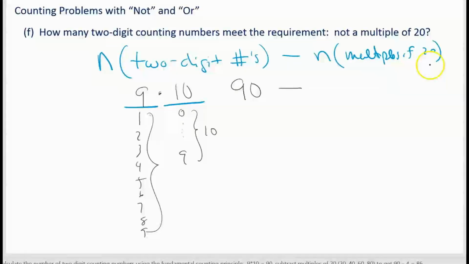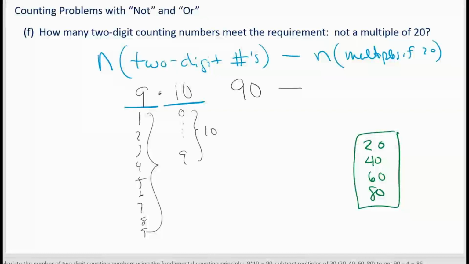Now, you know what? Multiples of 20 are not that hard to figure out. So y'all tell me, what are multiples of 20? And I'm going to pretend like I hear you, right? So 20 is a multiple of 20. 40 is a multiple of 20. 60 is a multiple of 20. 80 is a multiple of 20. So is 100, but it's not a 2-digit number, right? These are the only multiples of 20. How many of those are there? Looks like 4 to me, so we're going to subtract out 4. And that gives me the answer to this problem, which is, boom, 86.